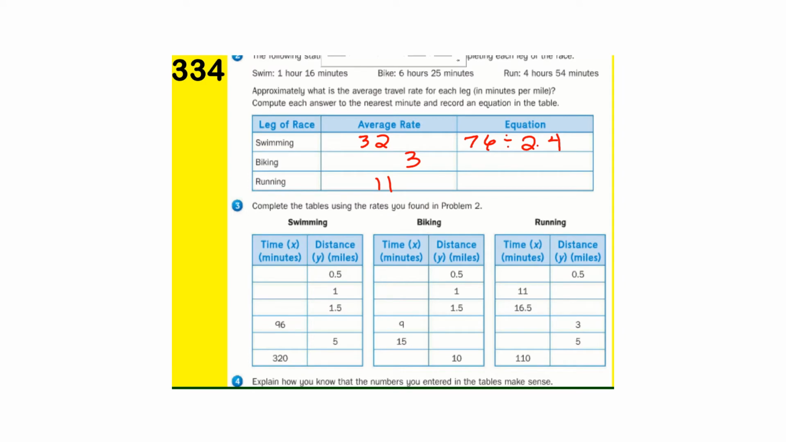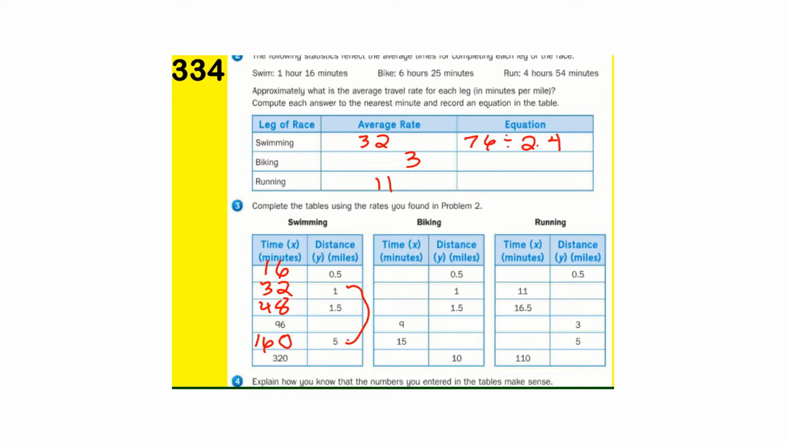Okay, so if for swimming they went 32 per minute, that's how far in half of a minute? 16. A minute and a half, we'll add the minute and the half minute together, you get 48. 5 minutes, I would take the 1 times 5, so take 32 times 5, 160.